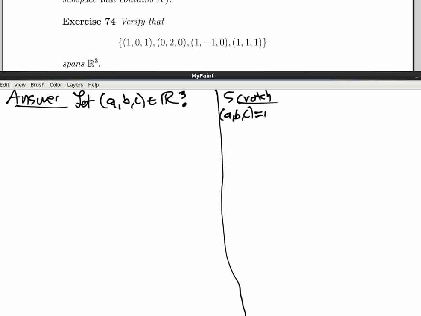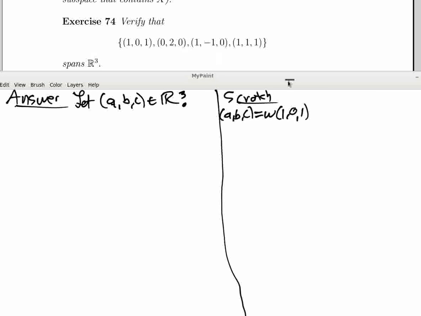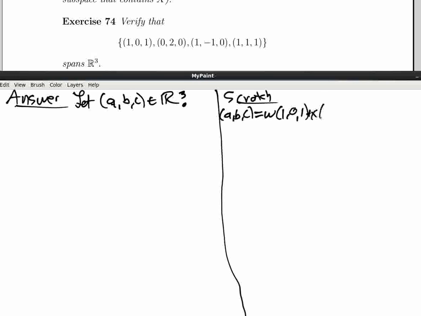What I'm going to do is write this as w times the first element here, plus x times the second one, plus y times the third, plus z times 1, 1, 1. If this thing is to be a linear combination of those, it has to be a linear combination of those. So I have w, x, y, and z. So I'm going to tell you what w, x, y, and z should be such that these things sum together to give me a, b, and c.